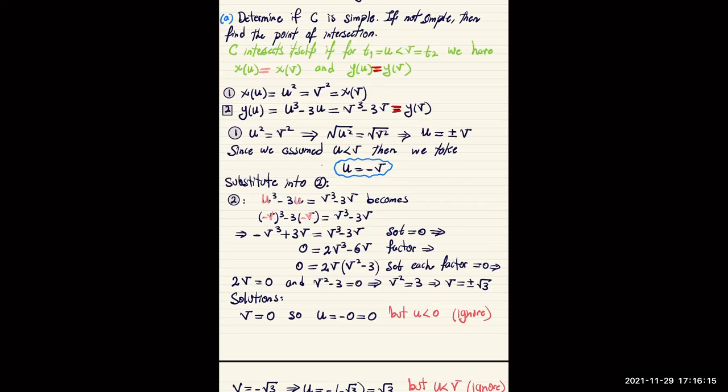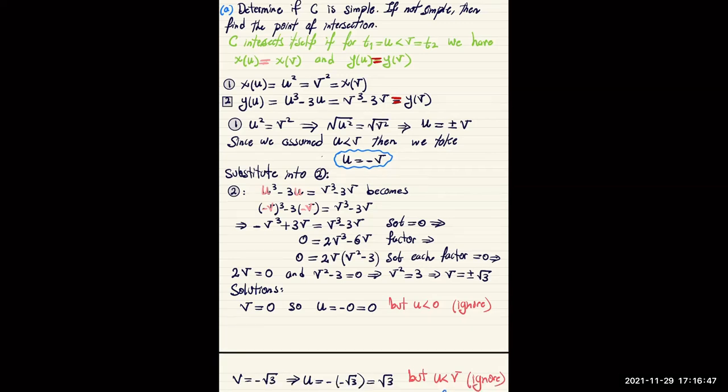If u is equal to v, then u is root 3, and time 1 is root 3 and time 2 is root 3. That's the same t value. Of course, it's going to give you the same position. We want to know if two different t values give us the same position here. Whatever u is, you take the negative of that, and that gives you v. And those are two different t values.